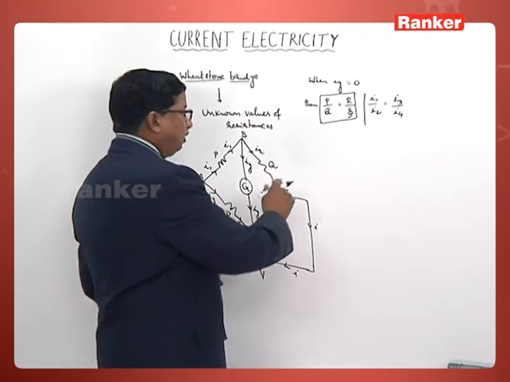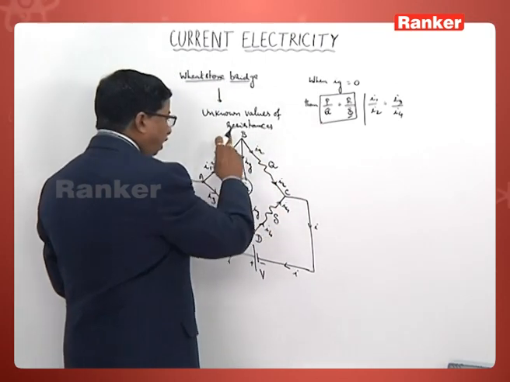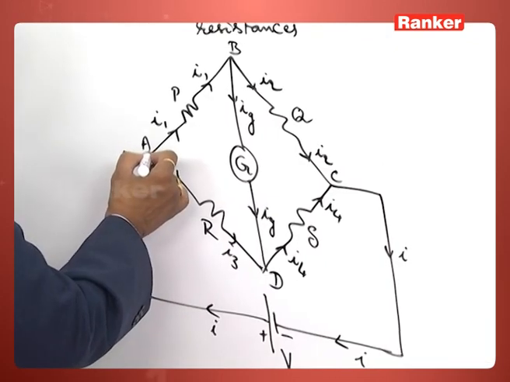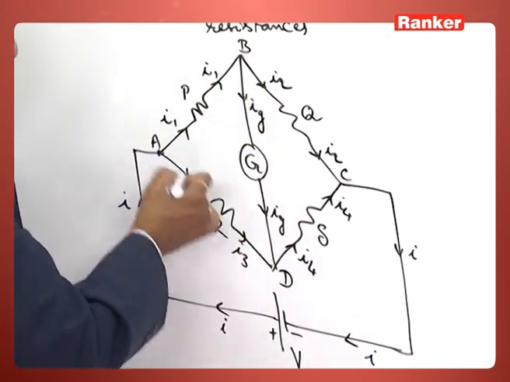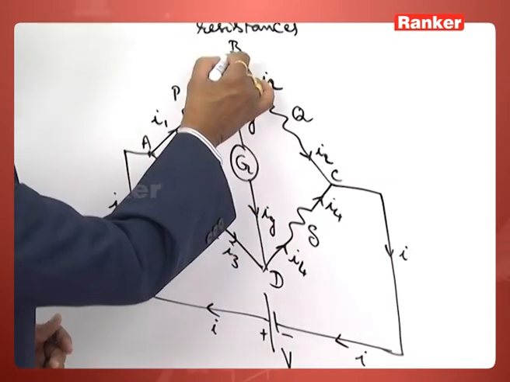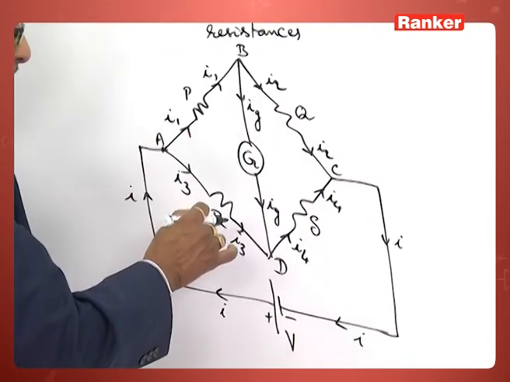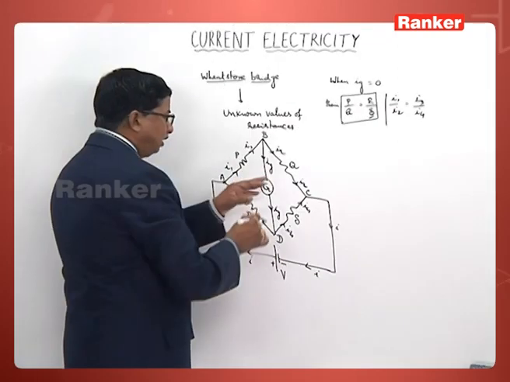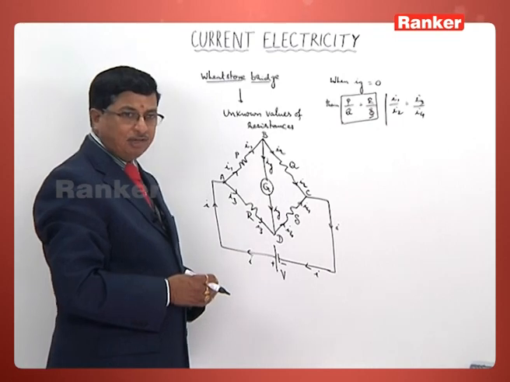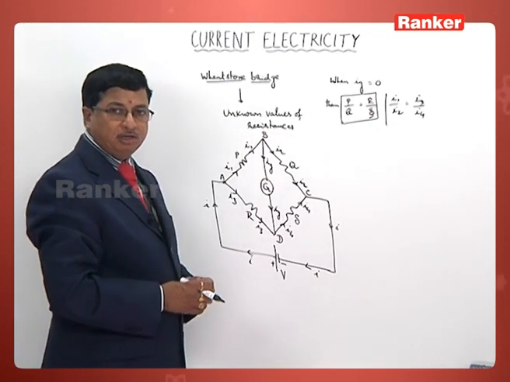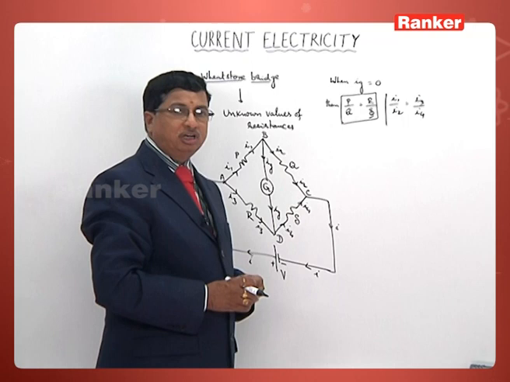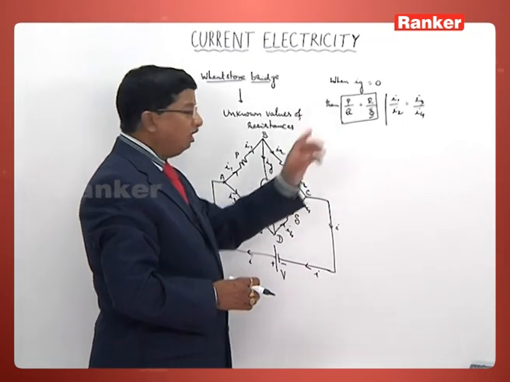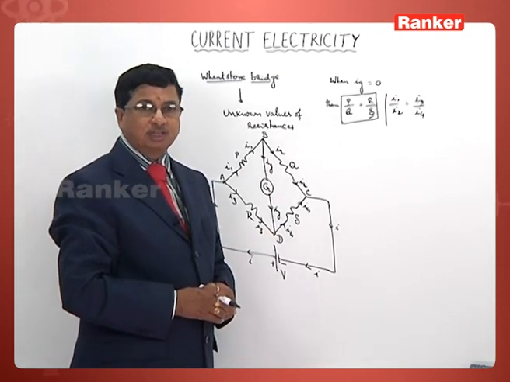So in this case, there are several closed networks. Once again, we consider a closed network like ABDA, a second network like BCDB, likewise the third one ABCDA. Like that, 2-3 networks you can analyze to obtain this particular formula. In fact, this is a very important equation for every one of us to remember as far as the calculation of unknown resistance is concerned.